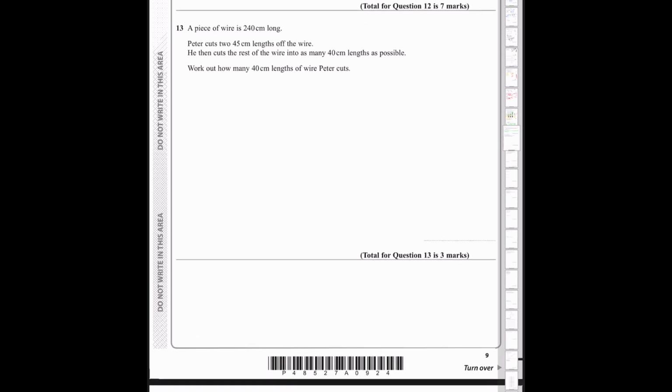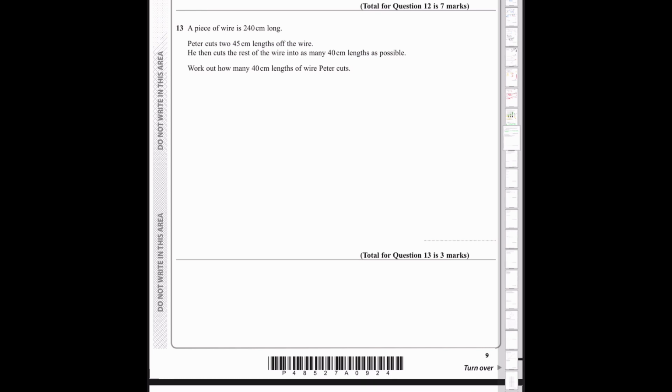Okie doke. Question 13 then says, a piece of wire is 240 centimetres long. Peter cuts 2 45-centimetre lengths off the wire. He then cuts the rest of the wire into as many 40-centimetre lengths as possible. Work out how many 40-centimetre lengths of wire Peter needs to cut.